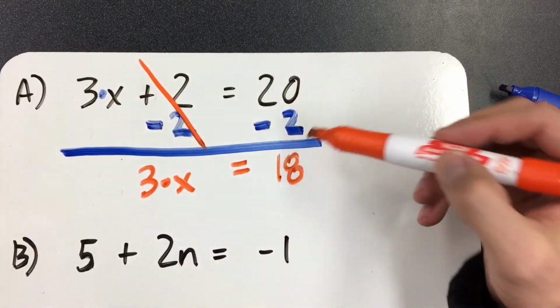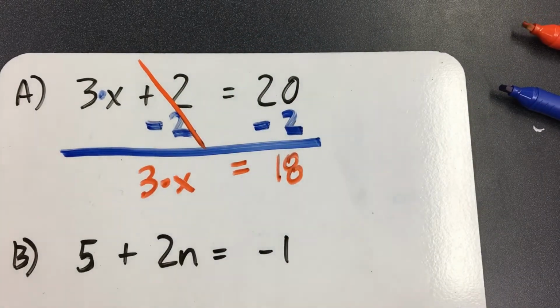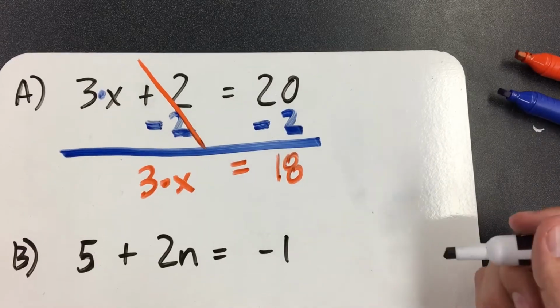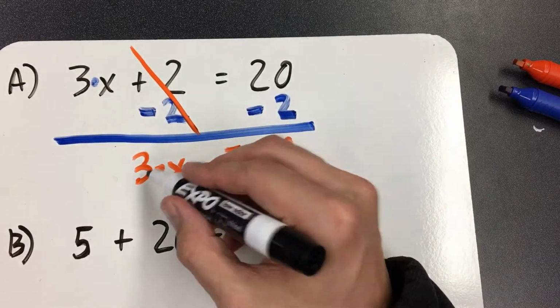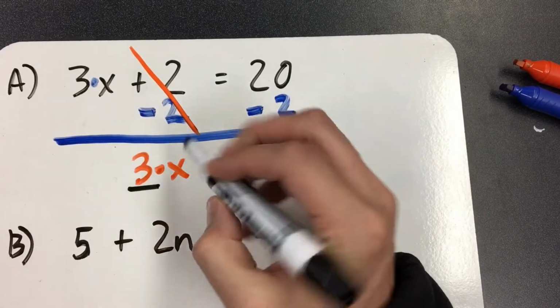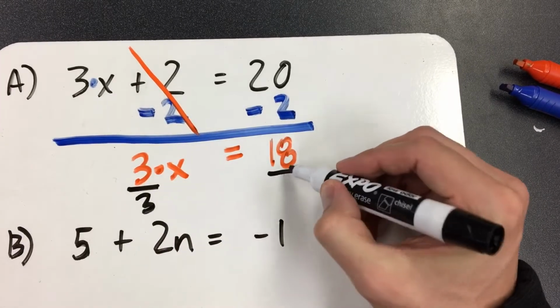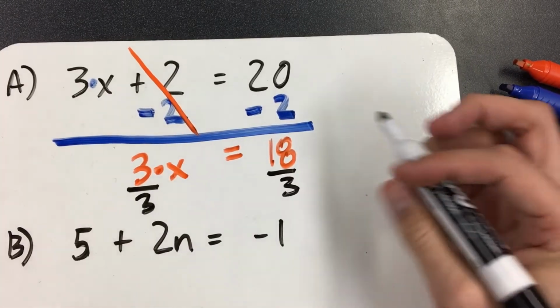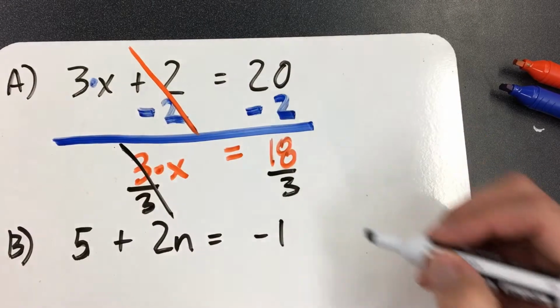3 times something equals 18. Now, a lot of you know that in your head. But if for some reason you didn't know that in your head, step 2, the letter X is being multiplied. Instead of multiplying by 3, I can do dividing by 3. That is the inverse of multiplying by 3. I'm going to undo multiplying with dividing.